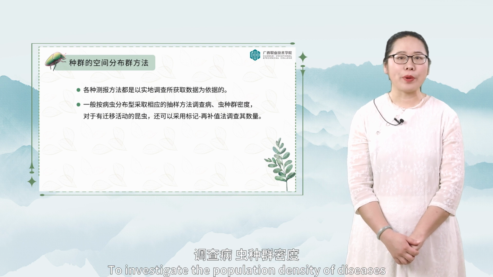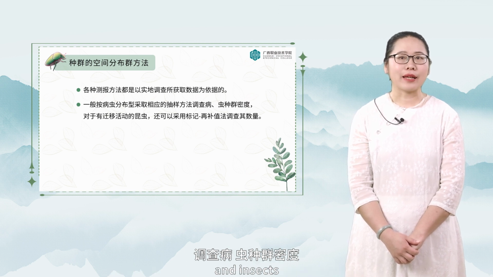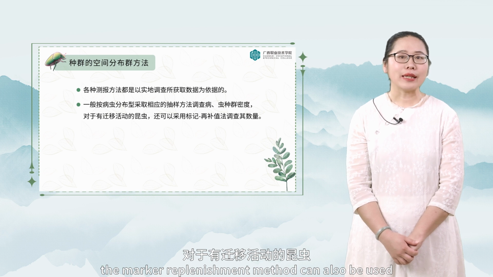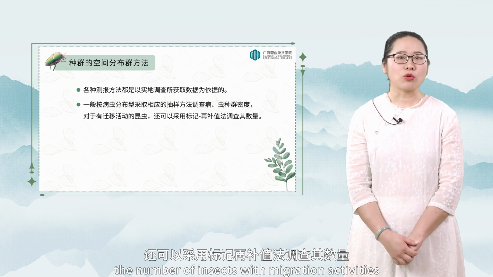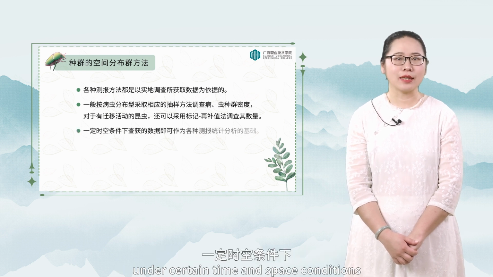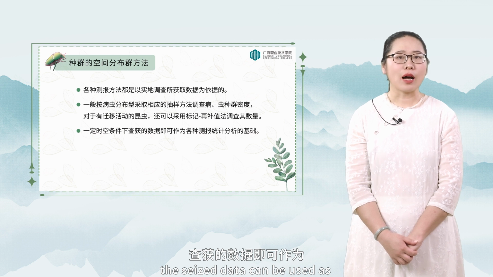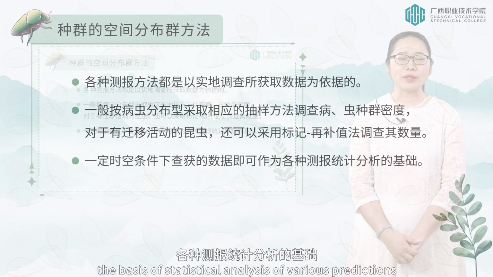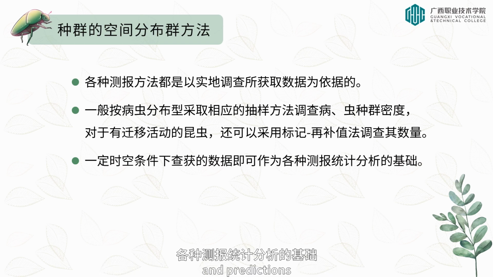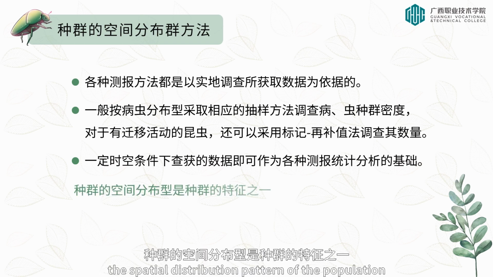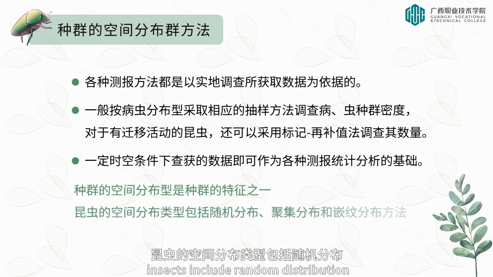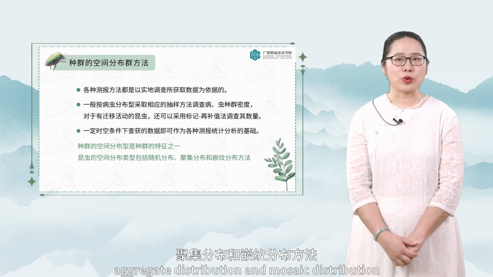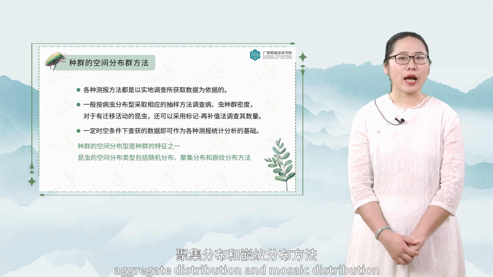To investigate the population density of diseases and insects, the marker replenishment method can also be used. To investigate the number of insects with migration activities under certain time and space conditions, the data can be used as the basis of statistical analysis of various predictions. The spatial distribution pattern of the population is one of the characteristics of the population. The spatial distribution types of insects include random distribution, aggregate distribution, and mosaic distribution.